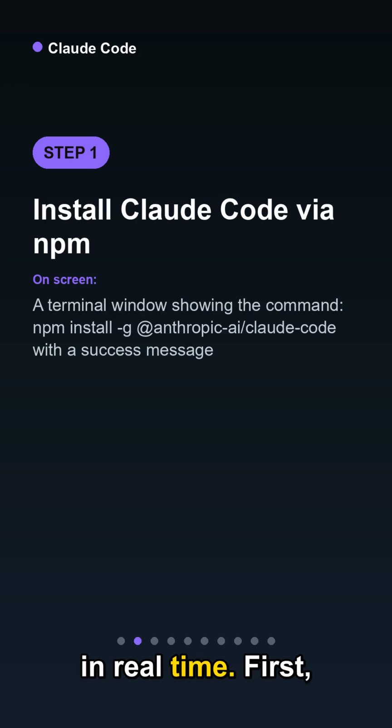First, you need Claude Code installed. Open your terminal and run npm install -g @anthropic-ai/claude-code. This is a one-time setup, and it requires Node.js. If you don't have it, download it free from nodejs.org in about 2 minutes. You'll also need an Anthropic API key from your account at anthropic.com.